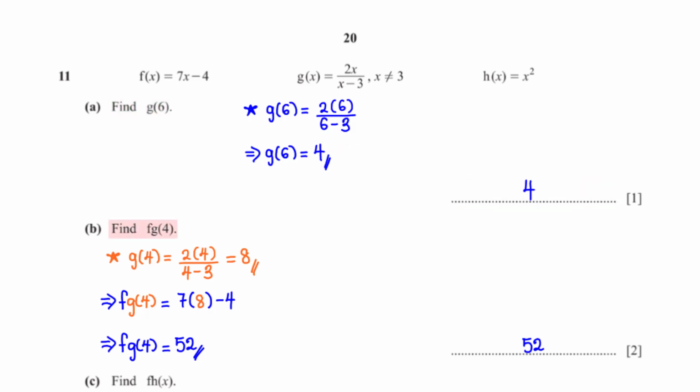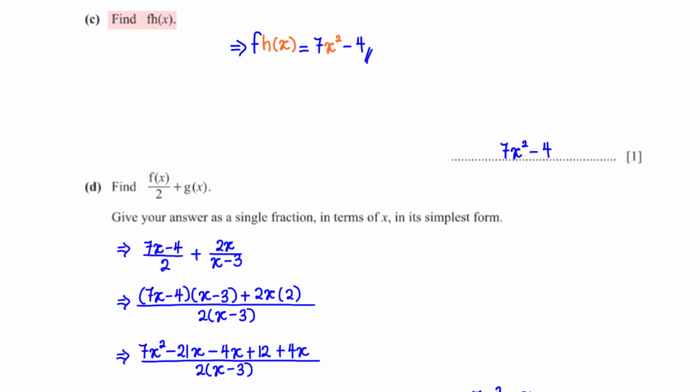Find f(g(4)). First, let's find g(4) by replacing x with 4 in g(x). This gives us 2 times 4 divided by (4 minus 3), which is equal to 8. So for f(g(4)), wherever we see x in f(x), we take it out and replace it with g(4), which is 8. This gives us 7 times 8 minus 4, which is equal to 52.